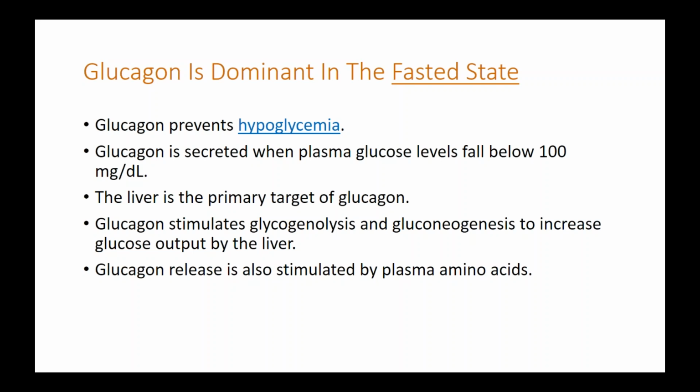Again, liver, primary target of glucagon, stimulates glycogenolysis and gluconeogenesis to increase glucose output by the liver. I don't know why someone couldn't come up with easier pronouncing names years ago, but it is what it is. Glucagon release is also stimulated by plasma amino acids. So if you have a bunch of amino acids that are liquid that you actually ingest post-workout, it will also come on in and start doing that. Okay, so just keep that in mind as well.